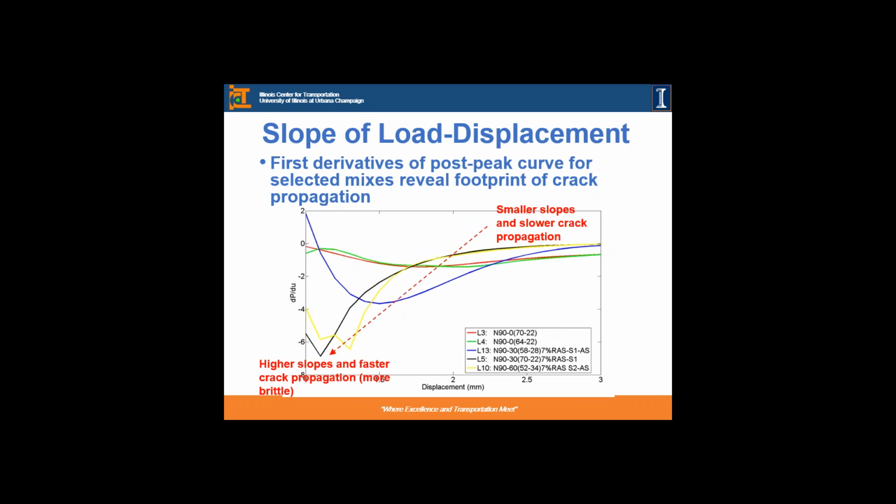What we see from here is that the smaller slopes indicate a slower crack propagation. These are the curves, the green and red. As the slope becomes steeper and steeper, these are the mixes that tend to be more brittle, with faster crack propagation. So you can clearly see here in the first derivative, we are seeing a different story than we see just in the load displacement curve.